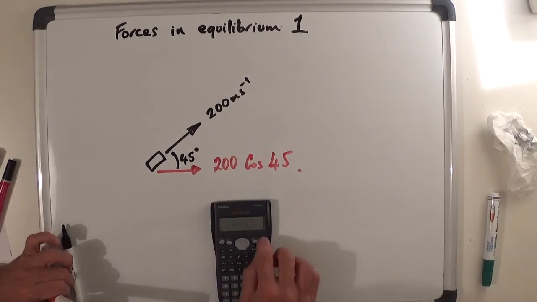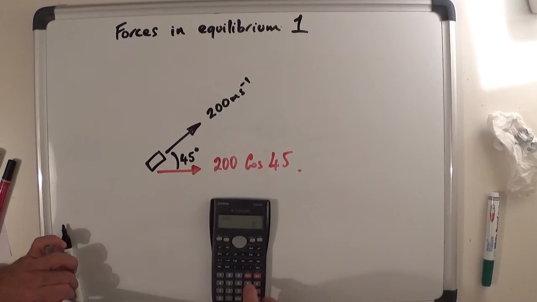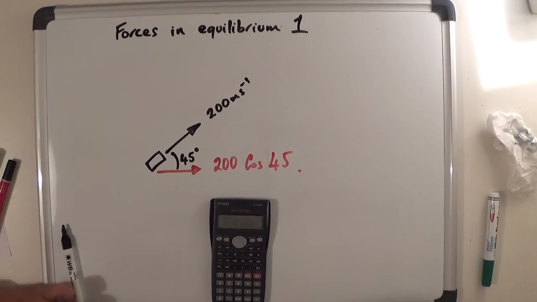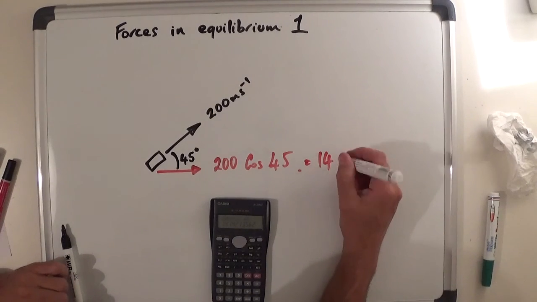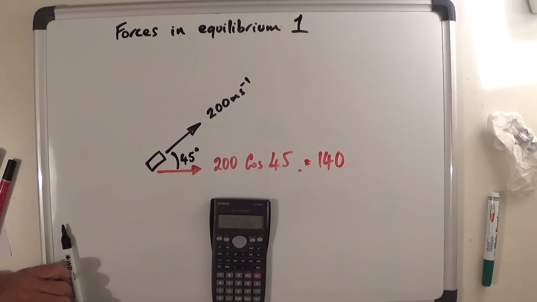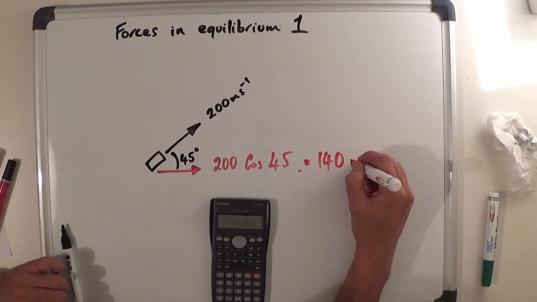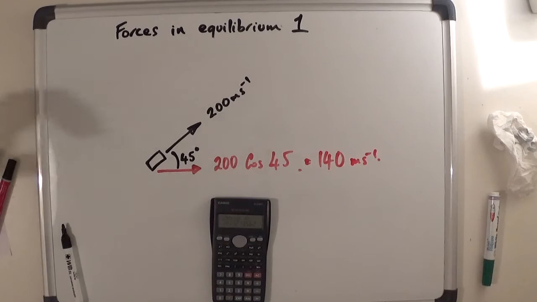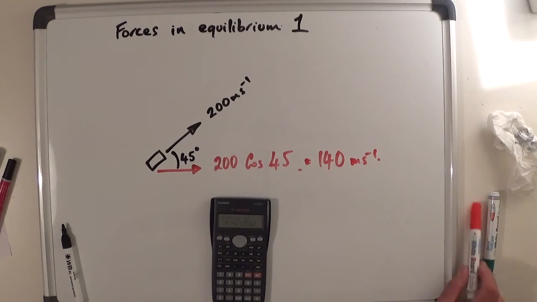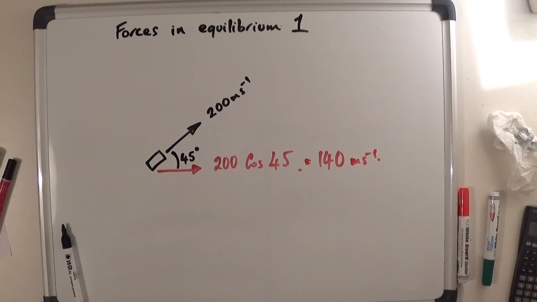Again, could get a calculator, I suppose. 200 cos 45. Bam. 141. So to 2 sig figs, 140 ms to the minus 1. So this idea of resolving components into their vectors just becomes super handy all the time. You use it for all sorts of stuff. Alright, go and do some practice on that, and we'll look in the next video at moments.